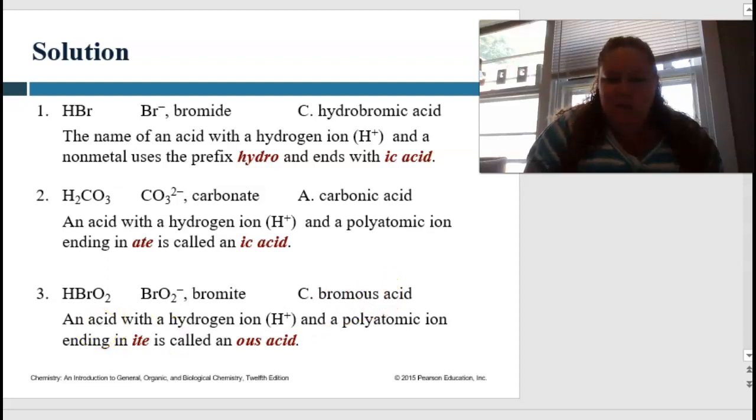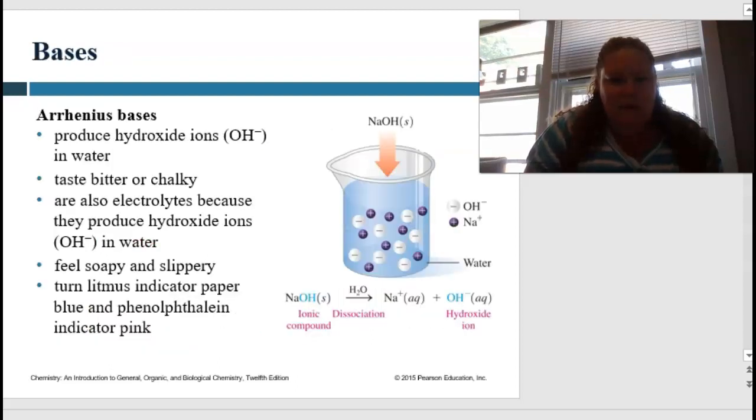All right, so moving on to bases. We have Arrhenius bases, and these produce hydroxide ions, or OH minus, in water. You can see hydroxide is abbreviated as OH. They taste bitter or chalky. They're also electrolytes because they produce the hydroxide ions in water. These are the ones that are going to feel soapy and slippery. And they turn litmus paper blue and phenolphthalein indicator pink.